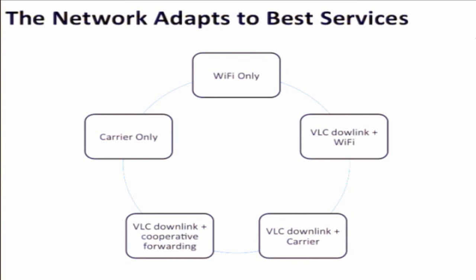Another one is cooperative forwarding. So you might be out of range, and set up a mobile ad hoc network whereby you're getting an RF from a neighboring signal as a way to bridge to some other gap. And then, of course, carrier only. So moving between these states is really the realm of designing and tuning a protocol so that this would perform with low latency and no discontinuities.